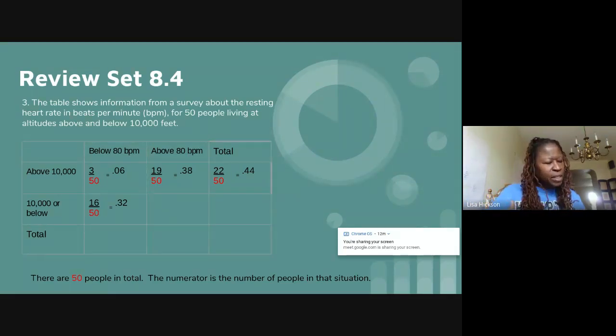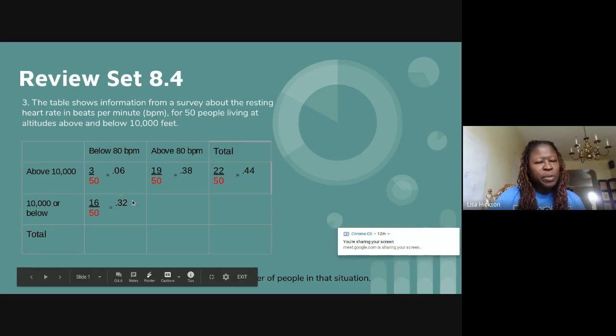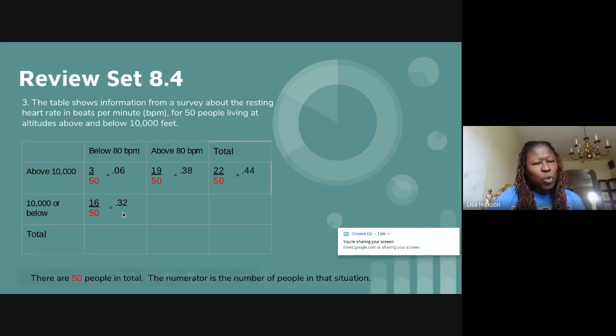Again, this operates in the same way. Anytime they ask you for the relative frequency, remember, all they're asking you is, what is the decimal equivalent to the probability? So this means 32% of the time, you will have a person whose heart rate is below 80 beats per minute and they live at altitudes of 10,000 feet or below.